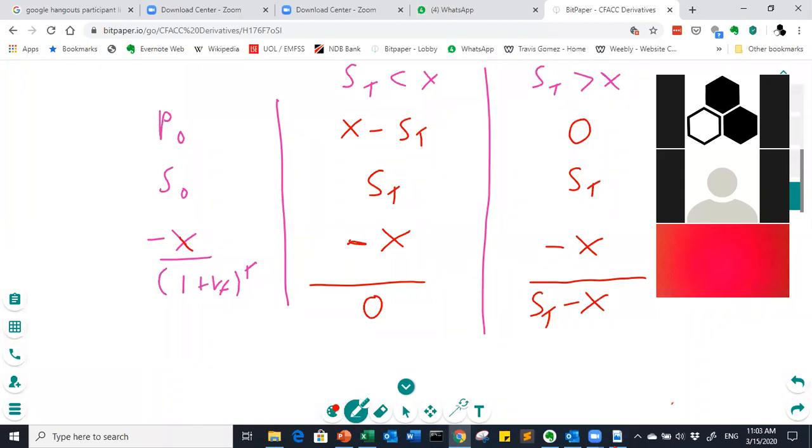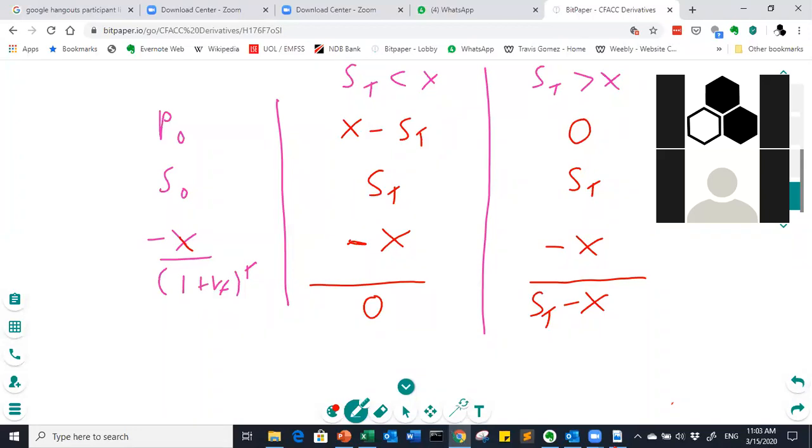So what do we end up with? By combining these three instruments, we have got a payoff which resembles that of a long call option. You can see in this situation when ST is less than X, you get 0, same as a call option that is out of the money. When ST is greater than X, you get ST minus X, which is some positive value, which is again what you get in the call option when it's in the money.